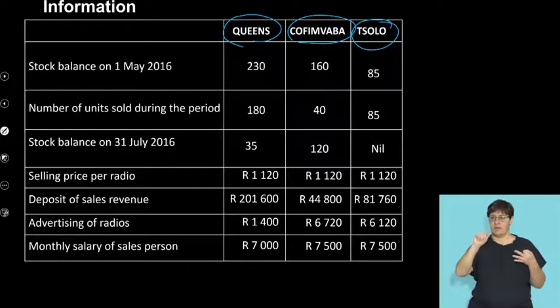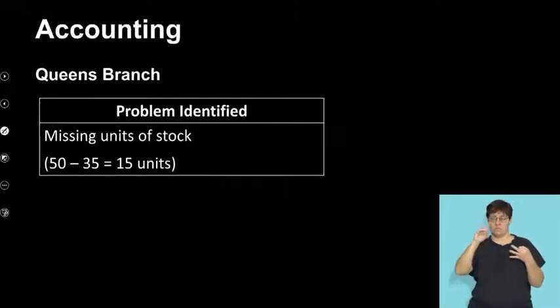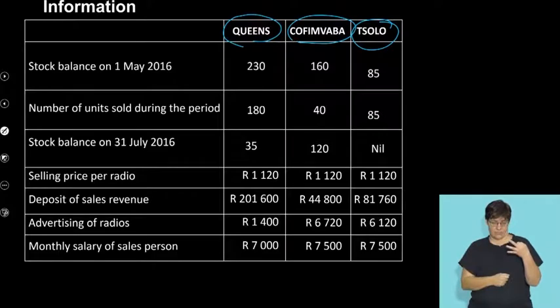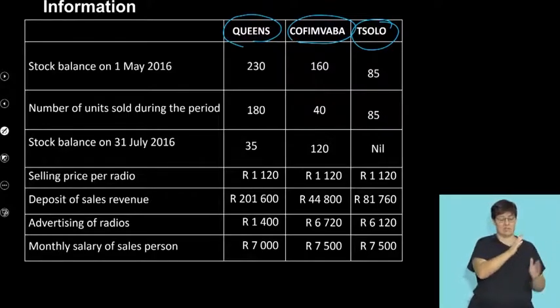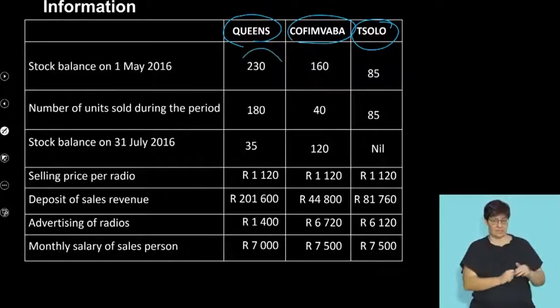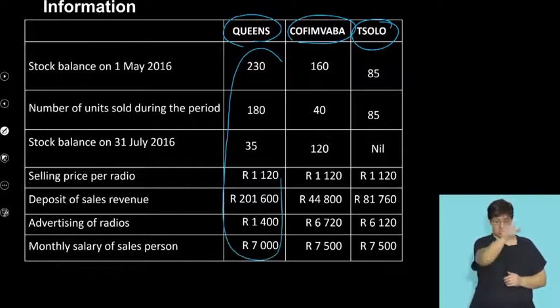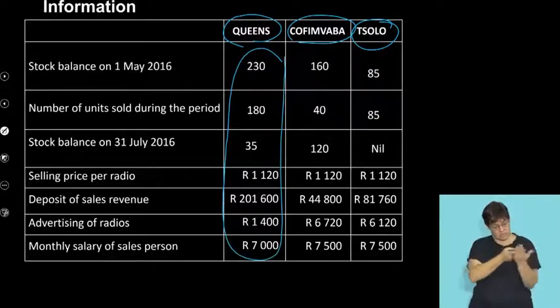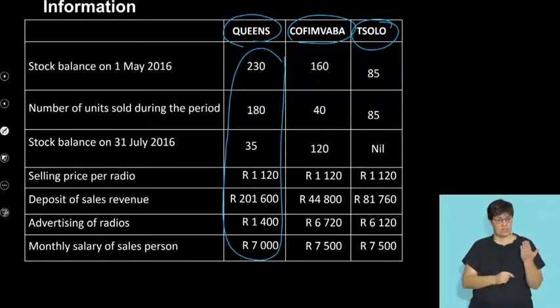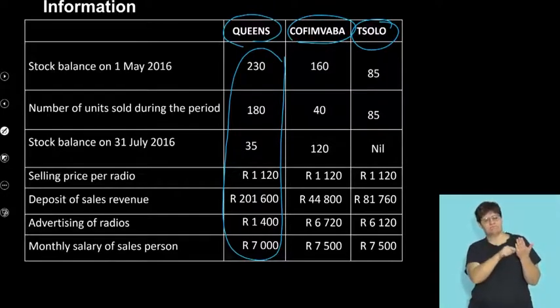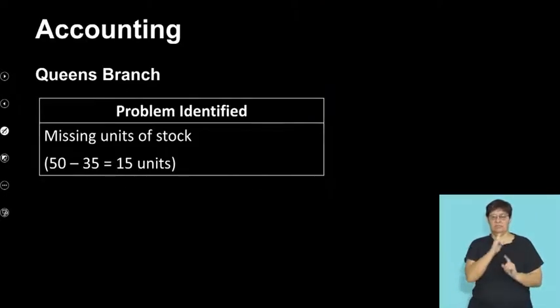Okay, so now the question says here, let's look at the first, the Queens branch. We have to identify, looking at the information that we have, what we find as a problem. Okay, so if that is the Queens branch, let's go into the answer. The first problem that you identify is missing stock.